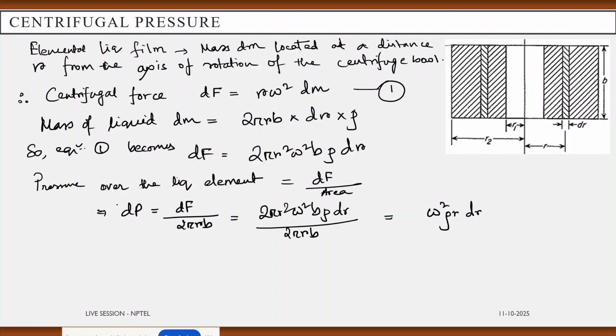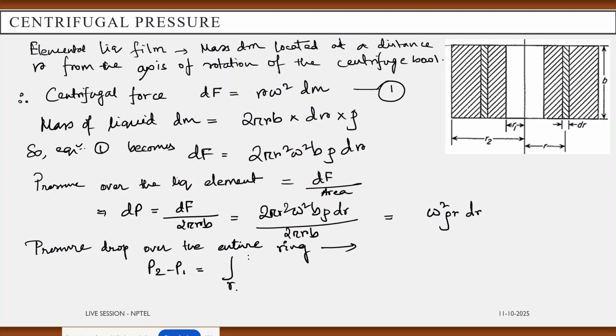Okay, so we want to know what is the pressure drop over the entire rim. That is P2 minus P1 equals the integration from R1 to R2 of omega square rho r dr.